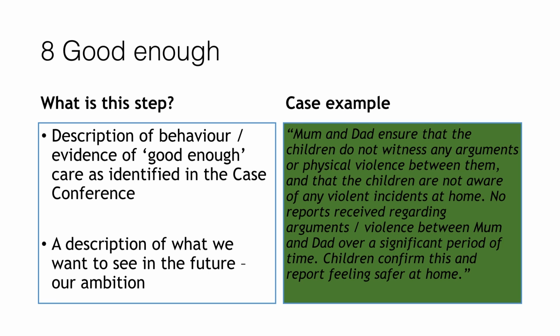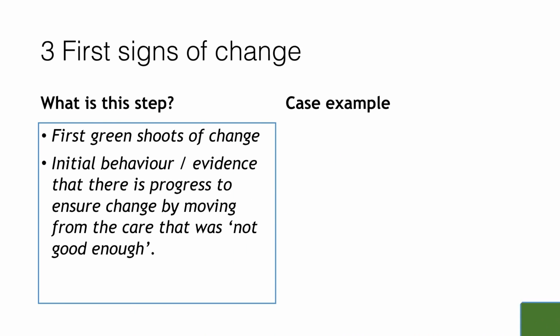These have been brought together in this statement: Mum and Dad ensure that the children do not witness any arguments or physical violence between them, and that the children are not aware of any violent incidents at home. No reports received regarding arguments, violence between Mum and Dad over a significant period of time. Children confirm this and report feeling safer at home. The initial step that is developed in the steps to change is step 3.